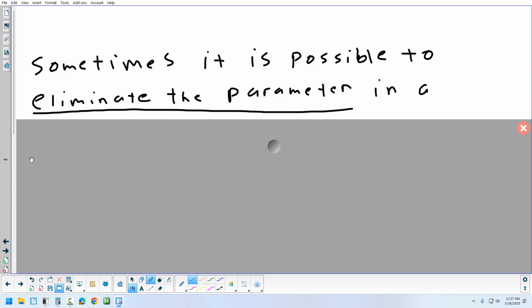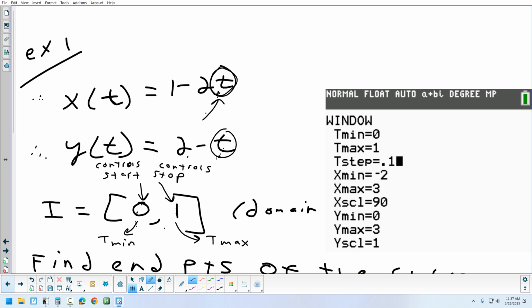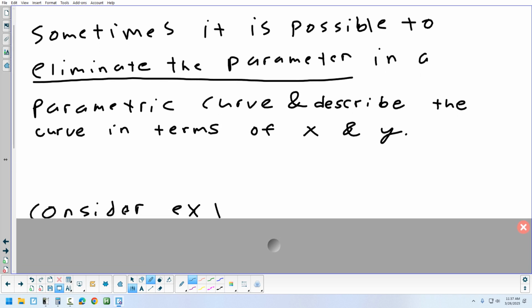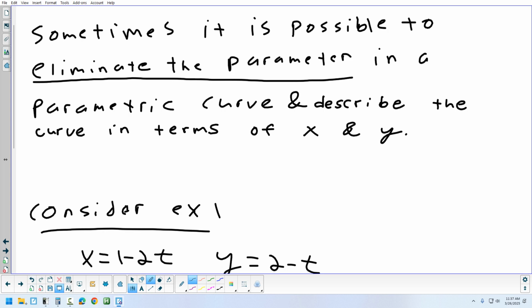Okay, so what I'm going to show you now is how do you take something that's parametric and change it back to the system of graphing we're used to using. It's basically taking two equations and merging them into one. So if you get confused when you see the directions eliminate the parameter, it basically means take two equations and merge them together as one. Let's try that with our first problem.